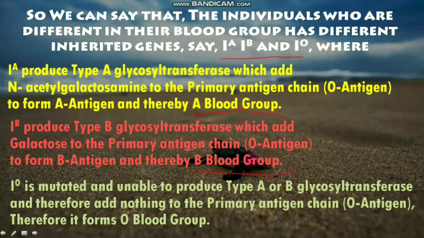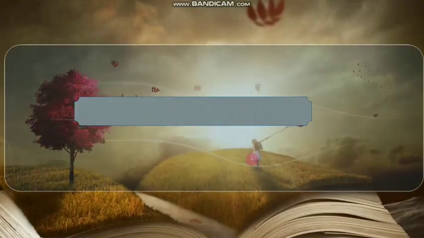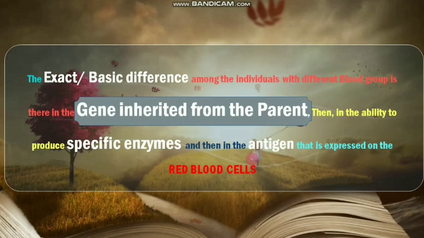So the table will be more clear for you after learning these particular statements. So finally, we can just say that the exact or the basic difference among the individuals with a different blood group is there in the gene inherited from the parent. After that, it is there in the ability to produce specific enzymes. Then it is there in the antigen that is expressed on the red blood cells. So the final conclusion is like this.